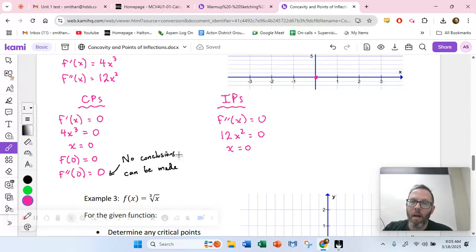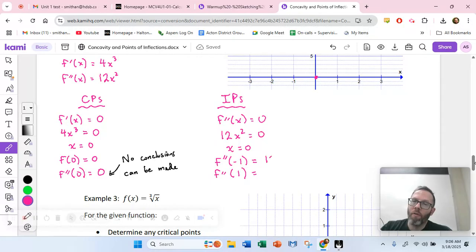Let's pick a couple test points. Can you guys find the value of the second derivative? So we're testing for concavity here. What's the value of the second derivative to the left of that critical number 0? And what's the value of the second derivative to the right? We'll use some nice test values of -1 and 1. The second derivative is 12x squared. Pretty easy to plug in.